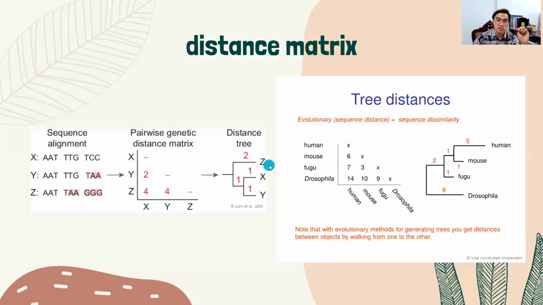That is also true for Y. Before you get to Y from Z, you walk through 4 units of genetic distance. So 2 units right here, another one right here for this branch, and then another one to get to Y. Okay, so this is a very simplified example.